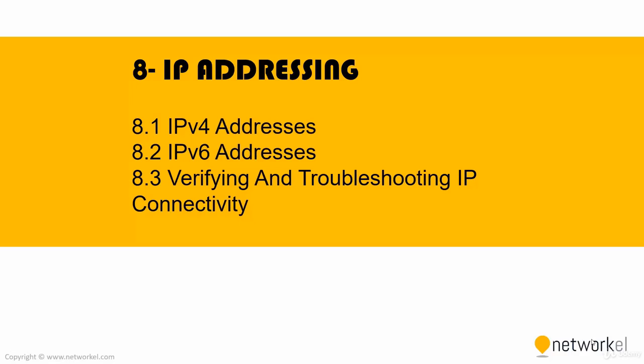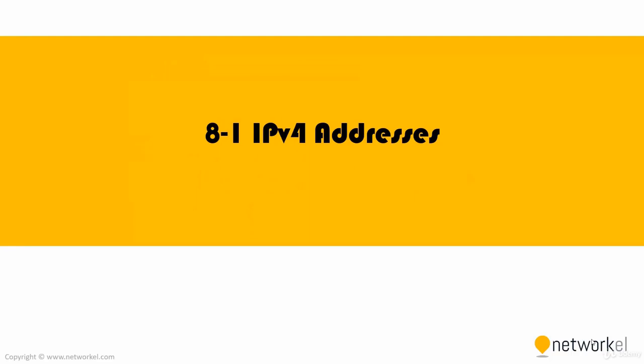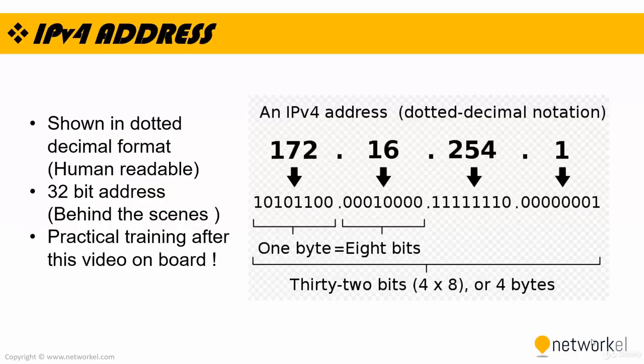In our next section, we are going to talk about IP addressing, IPv4 addresses, IPv6 addresses, and verifying and troubleshooting IP connectivity. Let's take a look at the IPv4 addresses first. IPv4 addresses are shown in dotted decimal format. As you can see in the picture, we have 4 portions of the IP address, and the portions are separated from each other with a dot. That's why we use dotted decimal format for the IP addresses.